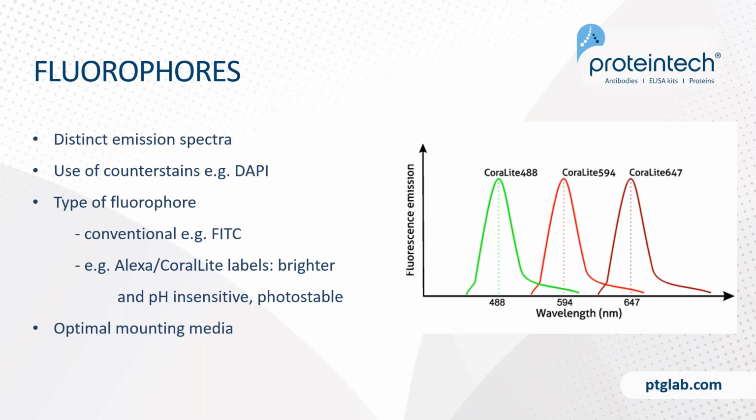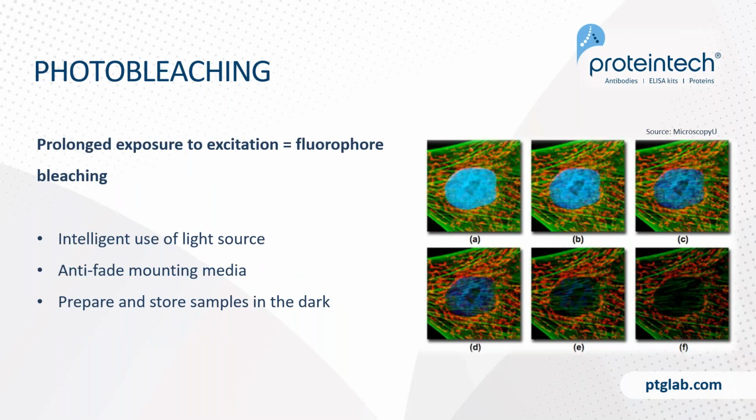Optimal mounting media is also really important, as this helps to optimize the refractive index for imaging and will slow down any photobleaching. Photobleaching is something to look out for, especially if using secondaries tagged with FITC or Texas Red. Photobleaching can occur due to prolonged exposure to excitation, and this therefore bleaches the fluorophore.